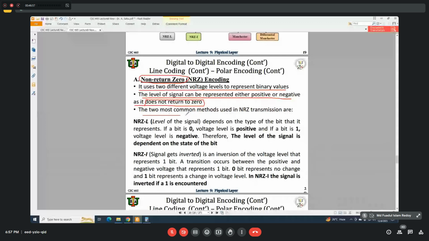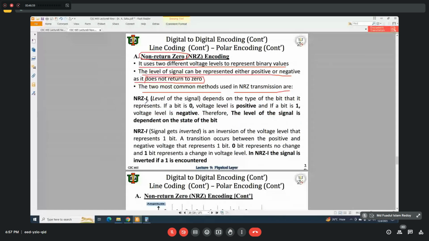The two most common methods used in NRZ transmissions are NRZ-L, meaning the level of the signal, and NRZ-I, the inversion, where the signal gets inverted. So what is NRZ-L? It depends on the type of the bit that it represents. If a bit is zero, the voltage level is going to be positive. If it is one, then the voltage level is going to be negative. Okay, so therefore the level of the signal depends on the state of the bit.